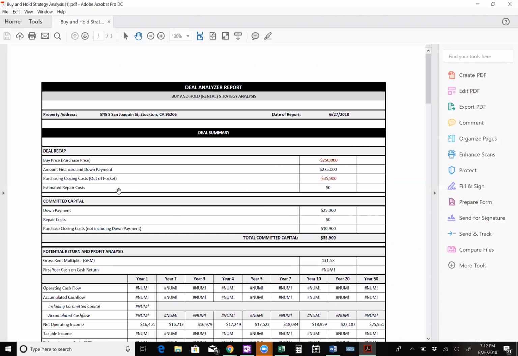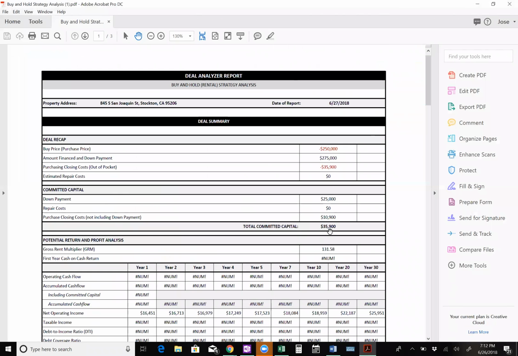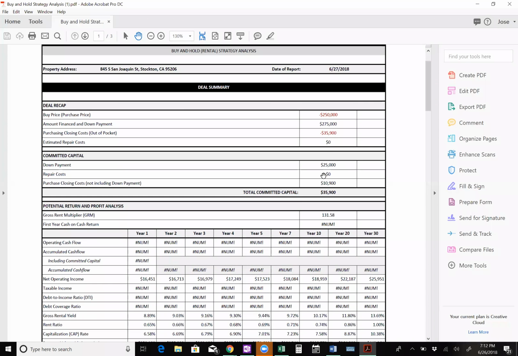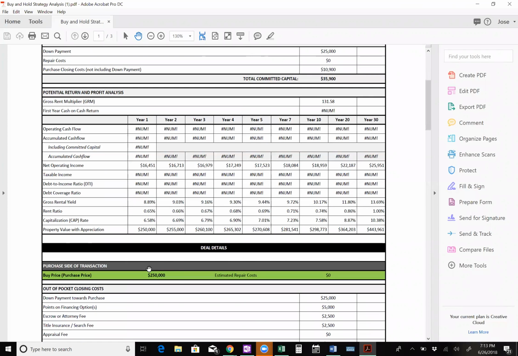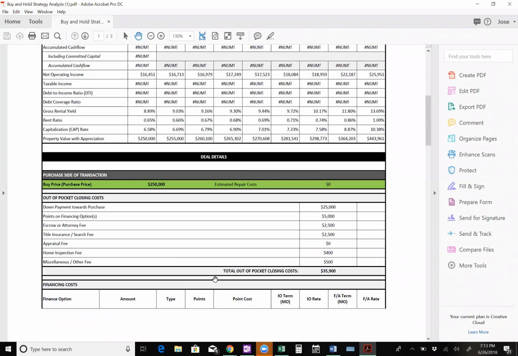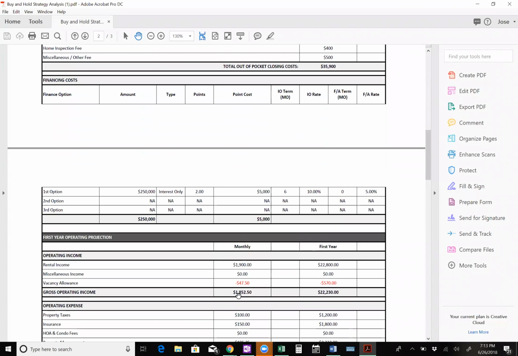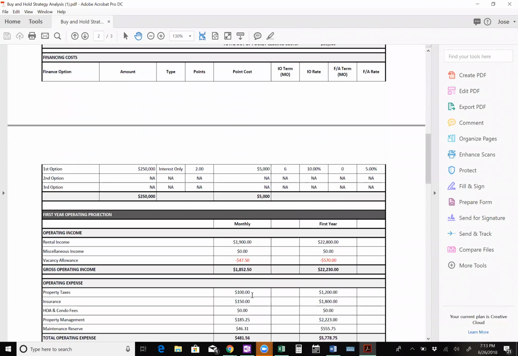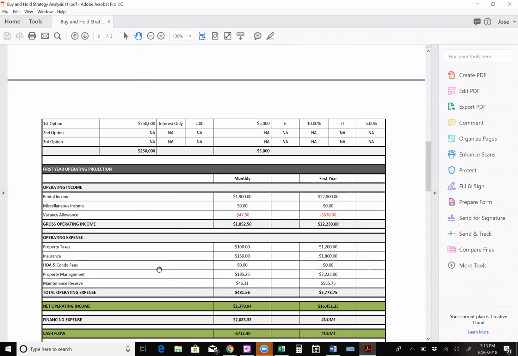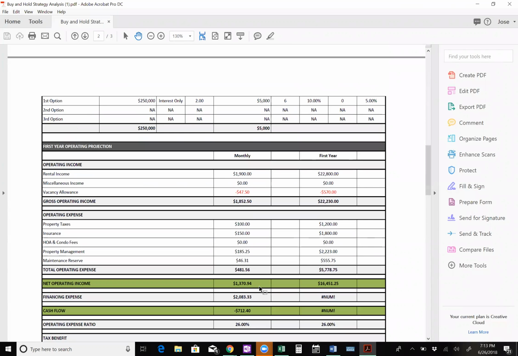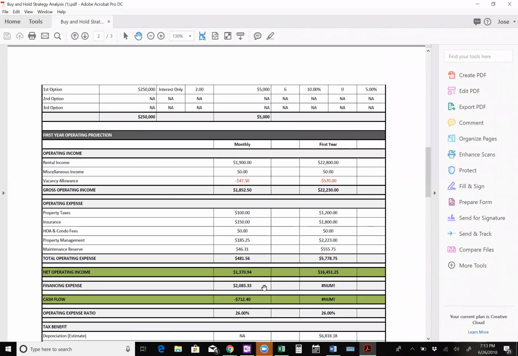So now it's going to download this and break it down. Total capital committed, 35,000. You can see it breaks everything down for you. So your total operating expense is $481. Your net operating income is $13,000. Your financing is $2,083 a month. You'd be negative cash flow every month, $712.